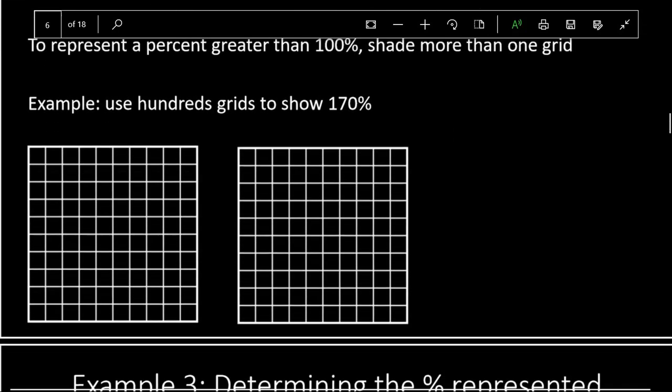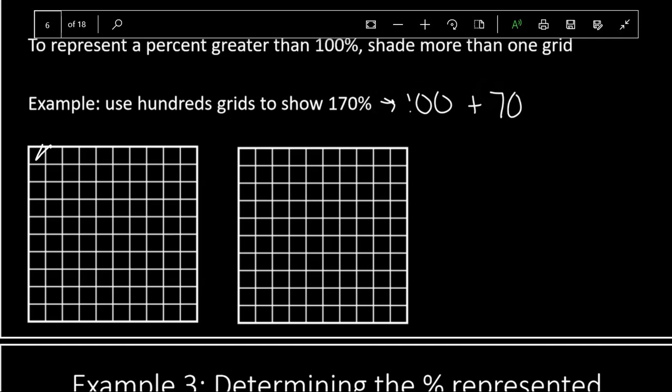So for example, we're going to use our 100 grids to show how to shade in 170%. So remember, each hundreds grid represents 100. That's why it's called a hundreds grid. So if our number is 170, we can actually break that down into two parts. One part will be 100, and the other part will be 70.